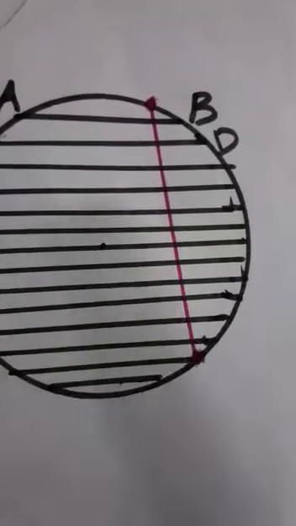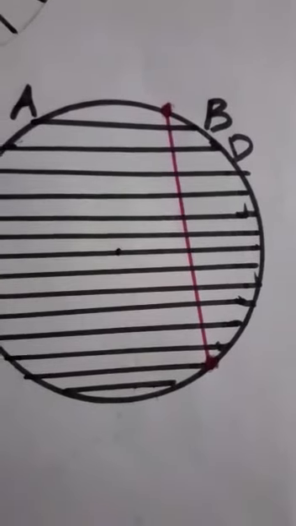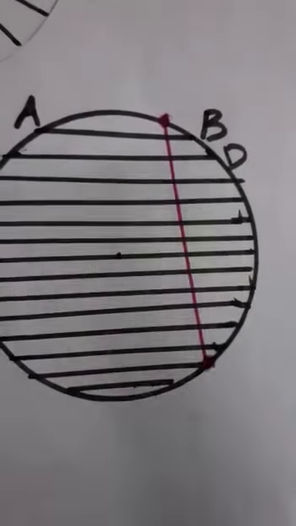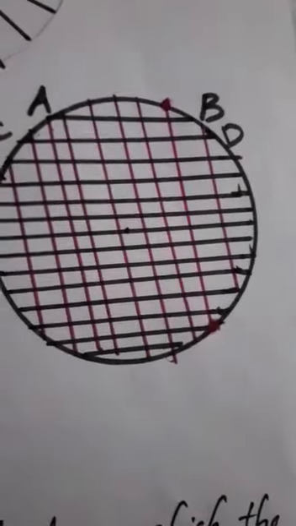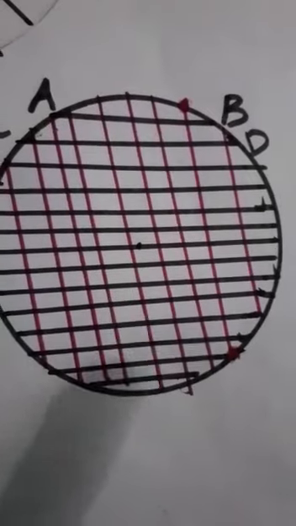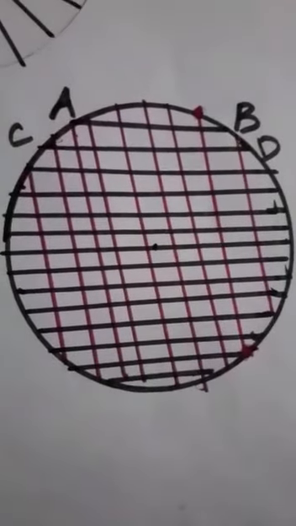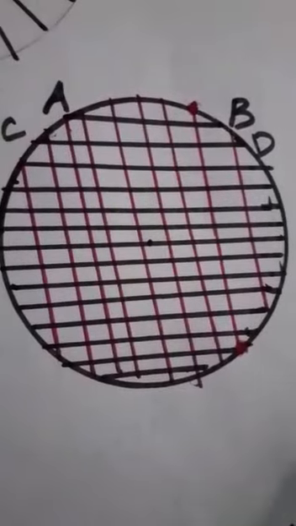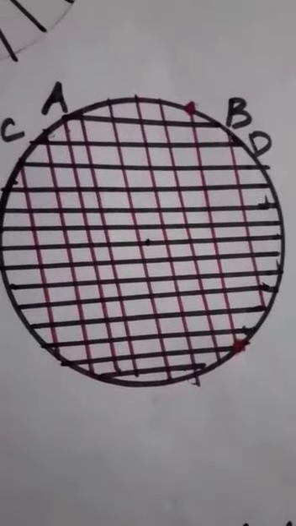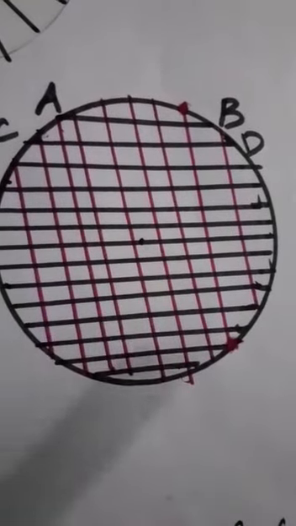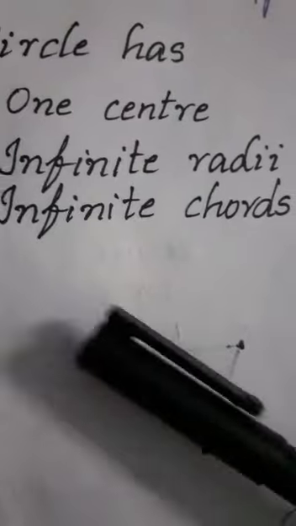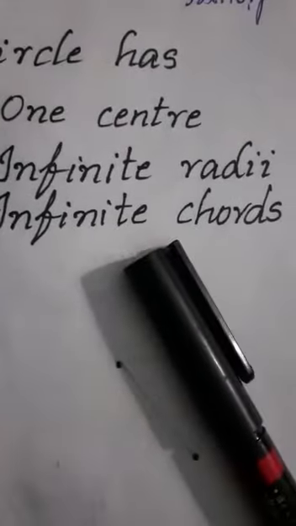So in the same way, we can draw so many chords or not? Yes? Can we find how many? No, we can draw so many chords like this. In the middle also you can draw so many chords. So that's why the circle has infinite chords. Now you have to write the circle has infinite chords. So how many chords can you draw? Infinite chords.